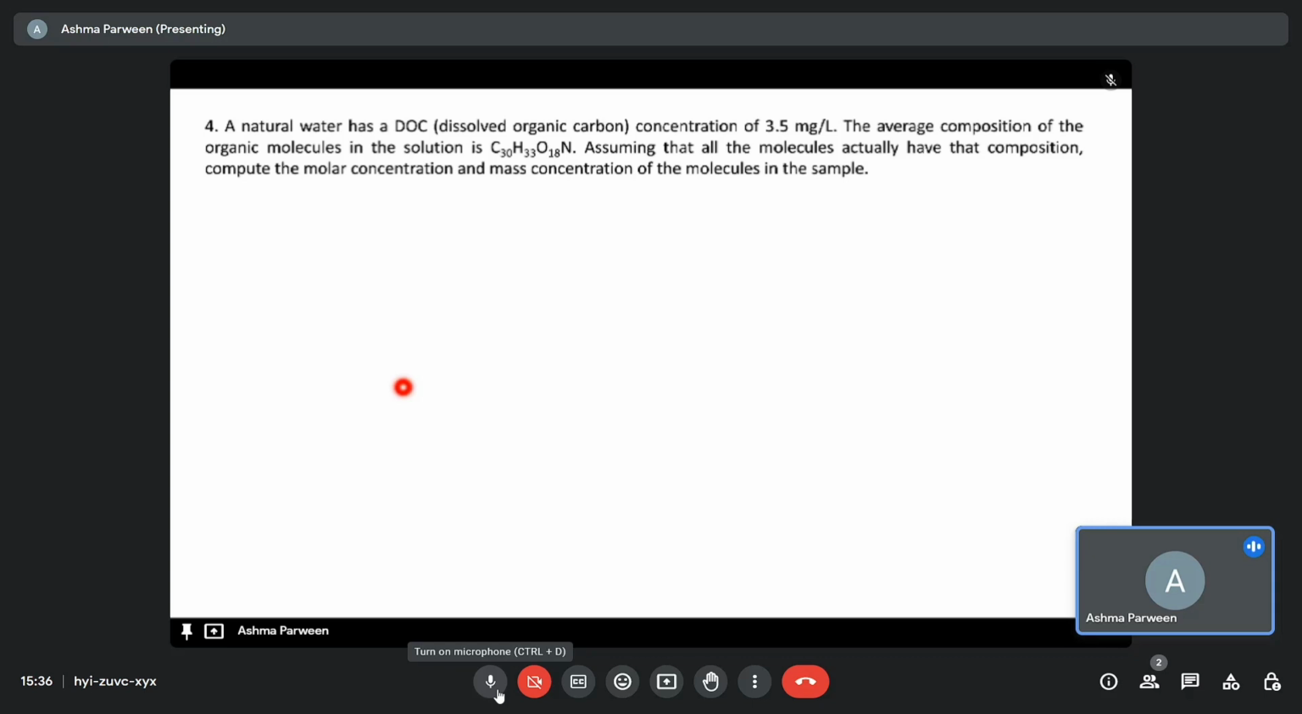So we have been given the dissolved organic carbon concentration and also the molecular formula of the molecule, and we have to find out what will be the concentration of that molecule in molar and also in mass terms. It is also a simple question based on conversion of units from milligrams per liter to molar concentration. So let's see how to solve this question.